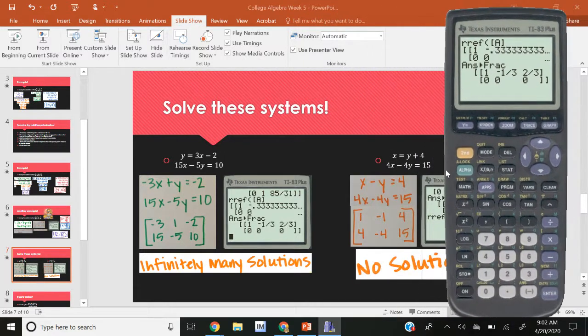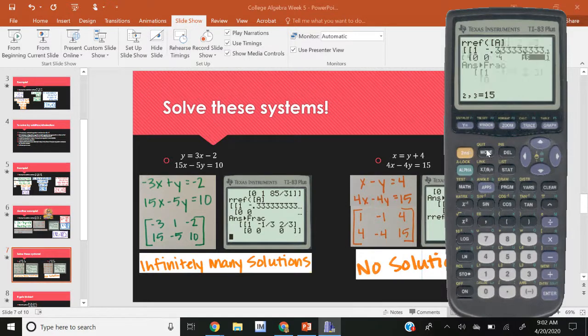My next one is similar. x equals y plus 4. I subtract my y over. So then I have 1, -1, 4, 4, -4, 15. I'll show you a cool trick on this one. So we edit 2 by 3, 1, -1, 4, 4, -4, 15.